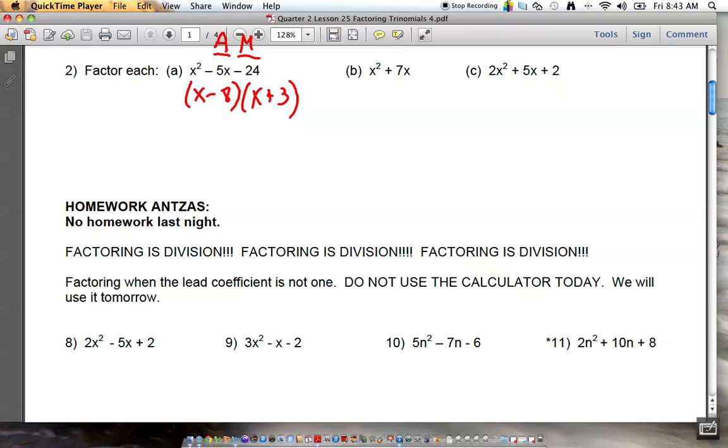Letter B. Phoebe? X. Correct. X plus 7. Good. This is a common factor one. Sometimes kids get so caught up in seeing squared that on their paper they automatically do this. You got to be careful about that.